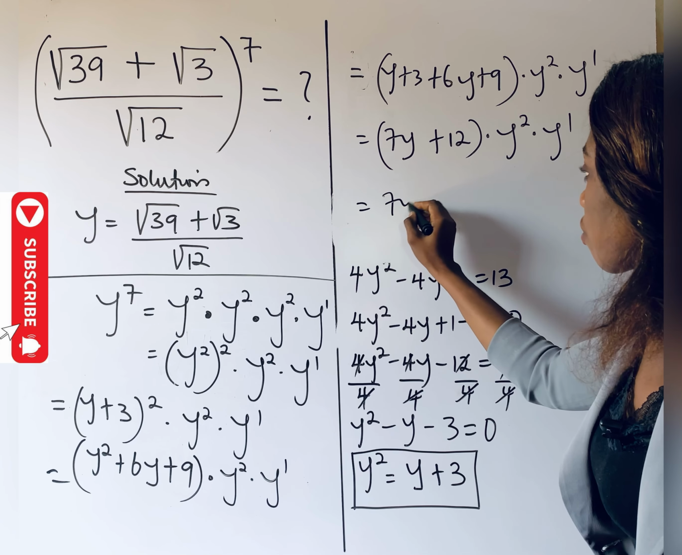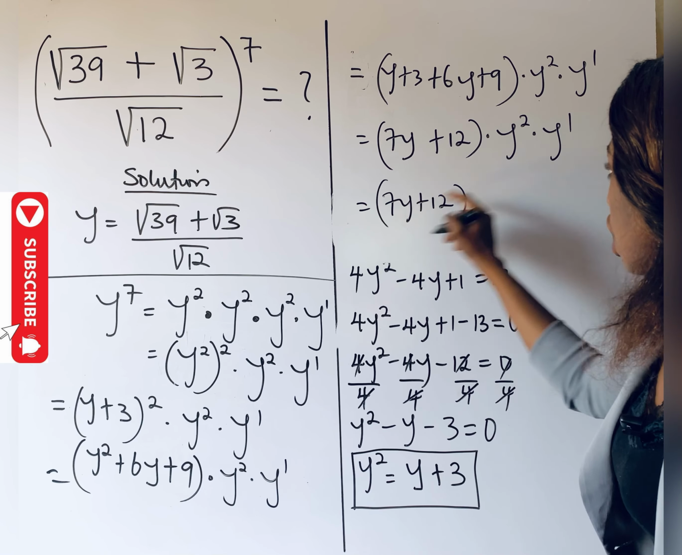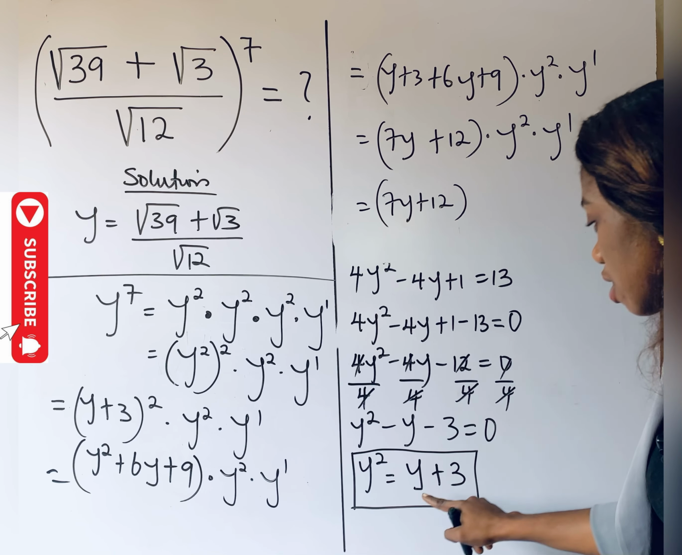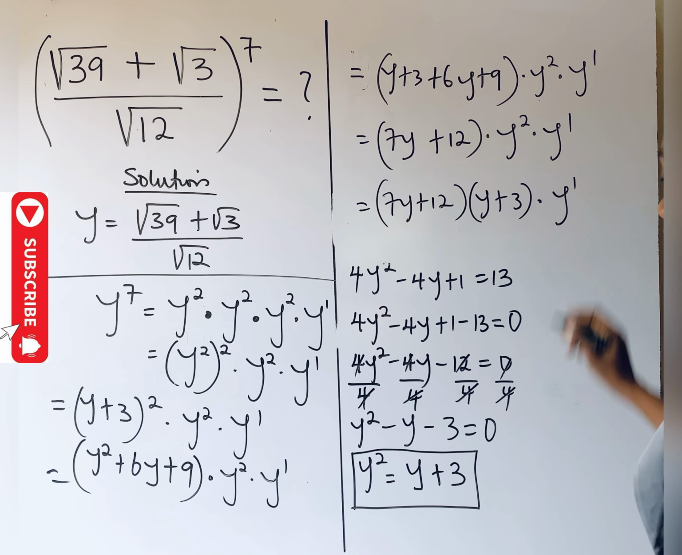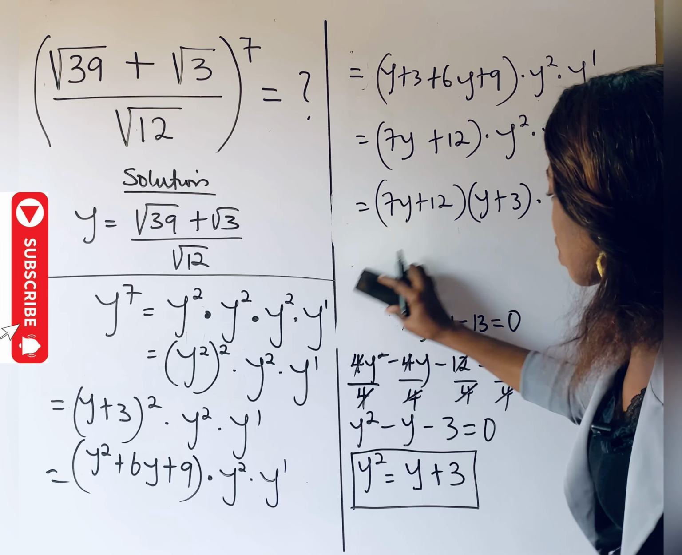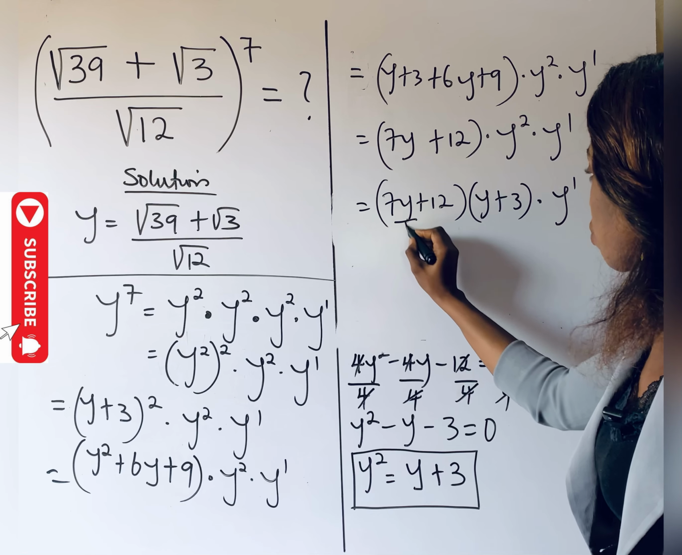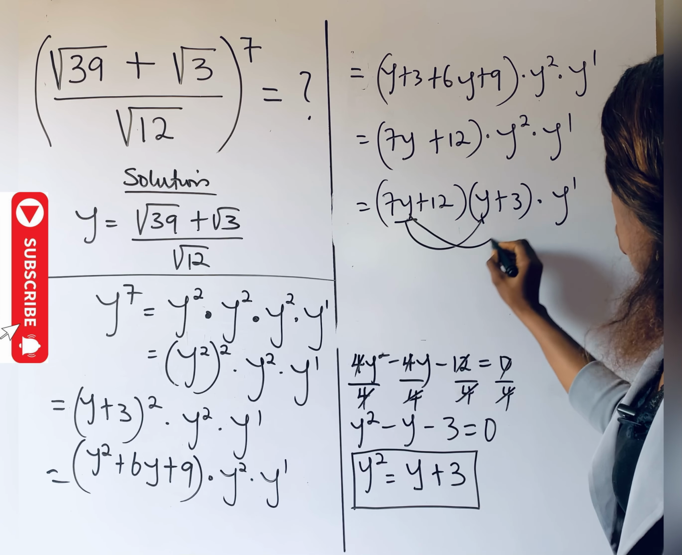We're going to have 7y plus 12. Then we are multiplying y squared, which is y plus 3. You see how we're reducing it? Then we return our y. So let's expand that. To expand it, you use this to multiply this, and this will multiply also.